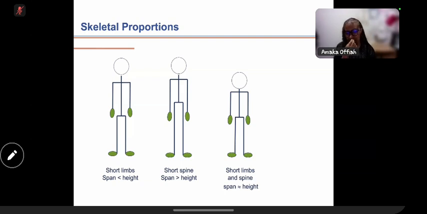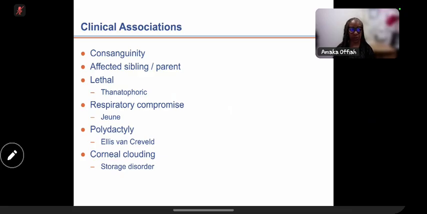Now, most skeletal dysplasias are either the short limb or the short spine. They are usually disproportionate. They're usually symmetrically disproportionate, but there is a list of some conditions that are asymmetric, and those will often be related to mosaicism. And we'll come to a list of certain conditions as we go through the talk.